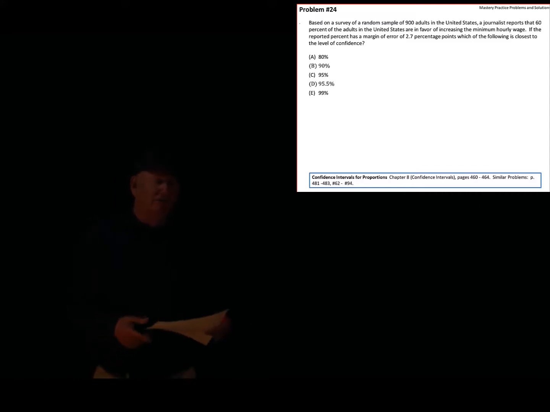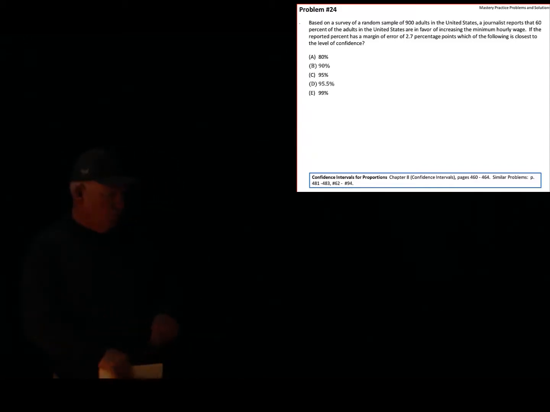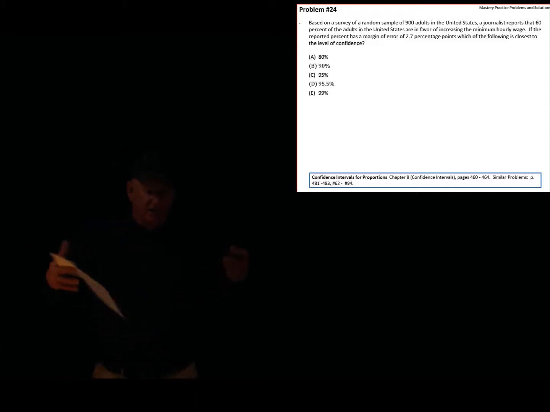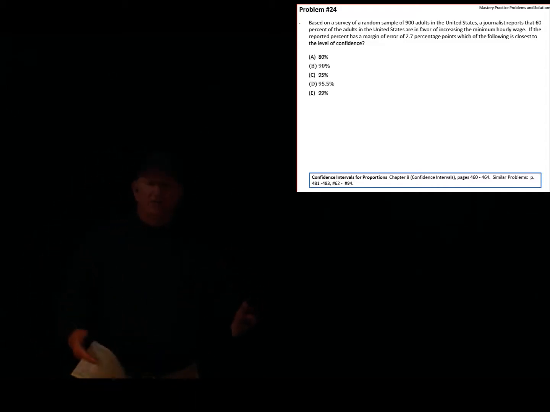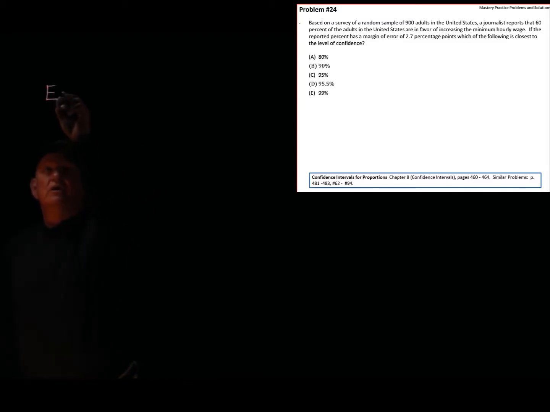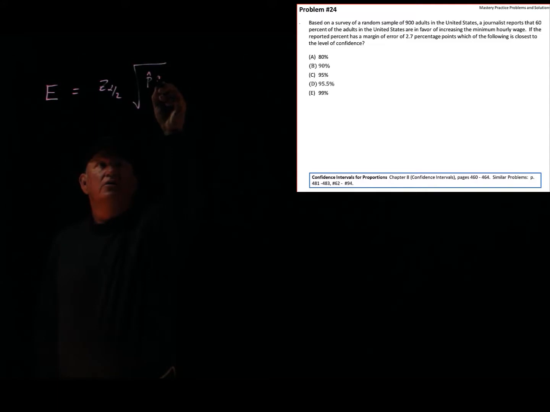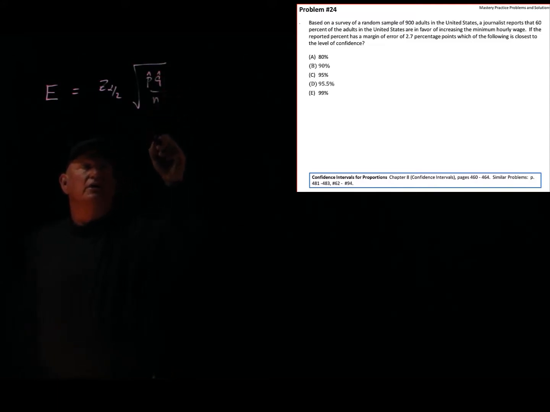So this is sort of an inside-out problem. It involves confidence intervals for proportions. And what it's asking you to do is take the fact that the margin of error is known, 0.027, and calculate the level of confidence. So how do we do that? You just have to remember that the margin of error for proportions is z alpha over 2 times the square root of p hat q hat all over n.